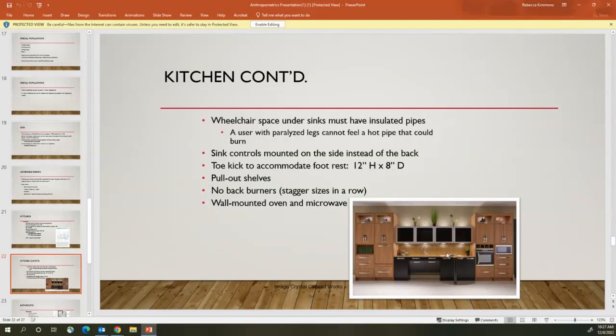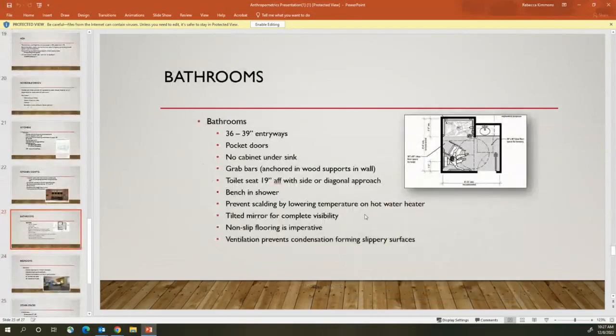So if you are designing a space for someone that has some accessible needs, there's a lot of different ways to make sure you meet their needs as you go through it. In bathrooms, the entryway is important, as well as the clear turning space to make sure they can get in and out.